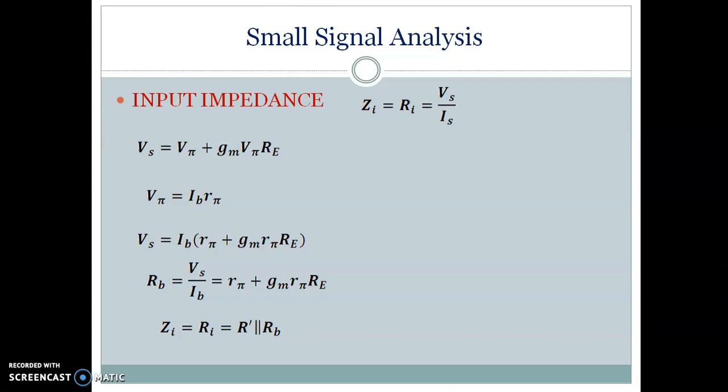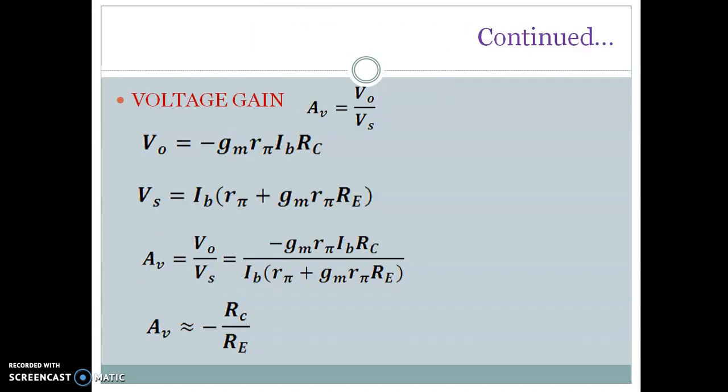But the source-seen impedance of the amplifier will be Ri, which is equal to R dash parallel RB, because R1 parallel R2 will be R dash. So that parallel with the base-seen impedance will be your input impedance.